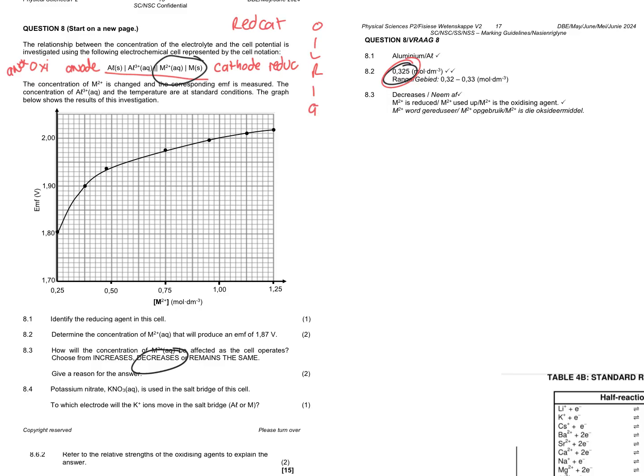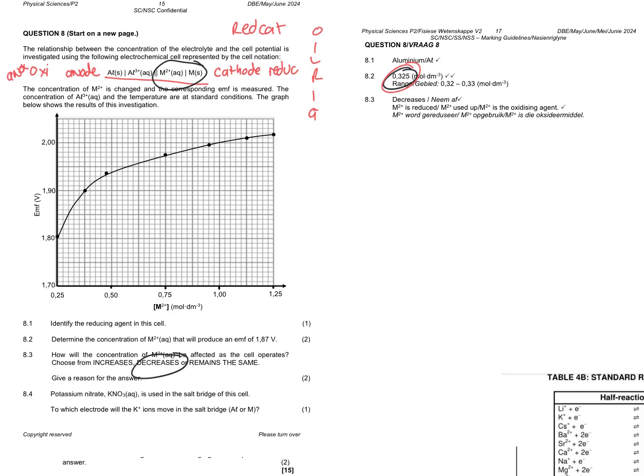Then they're now asking about potassium nitrate. They're saying it's used in the salt bridge. So potassium nitrate is K+ and NO3-. We must remember, if we're asked about a salt bridge, we must always put a nitrate salt in it. A nitrate salt is always soluble, and we must choose a salt that doesn't have M in it and doesn't have aluminium in it. So the salt bridge mustn't have either of the metals that is in the actual galvanic cell, and you can always choose a nitrate. A nitrate will always be correct.